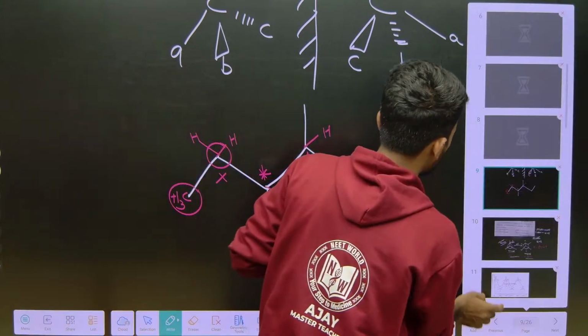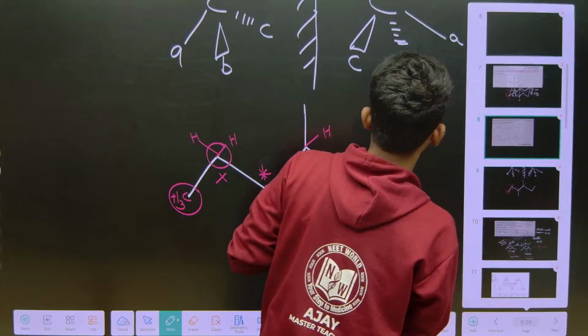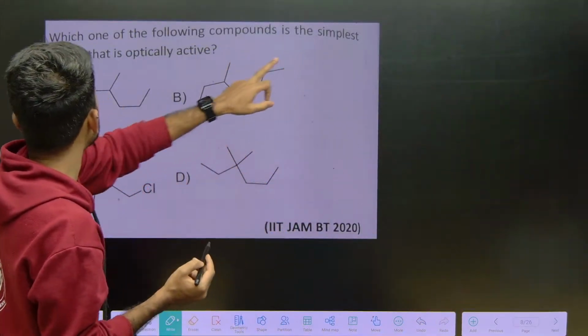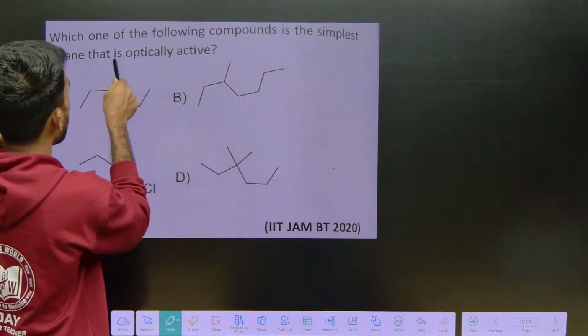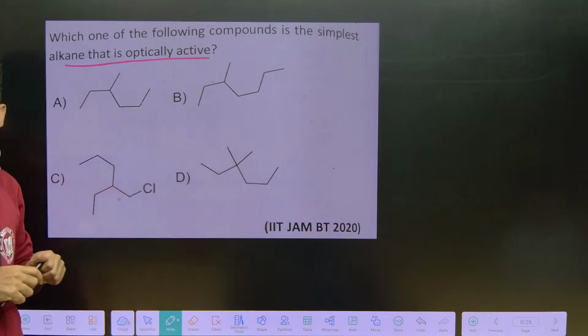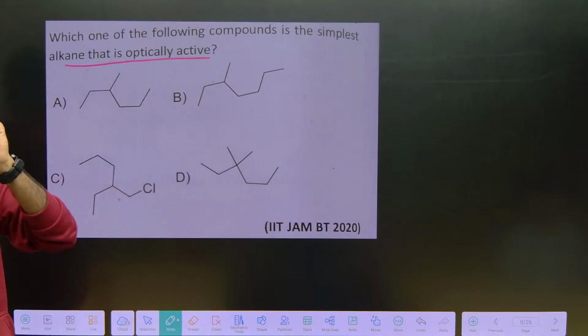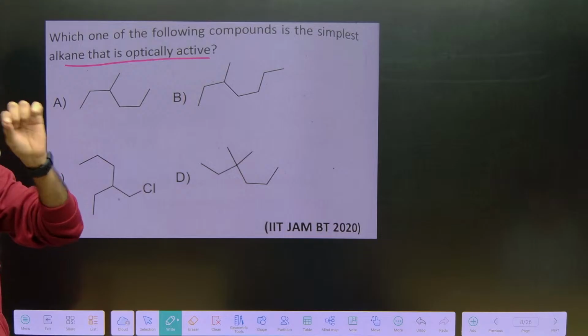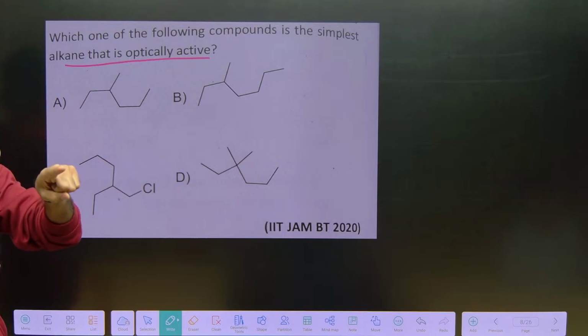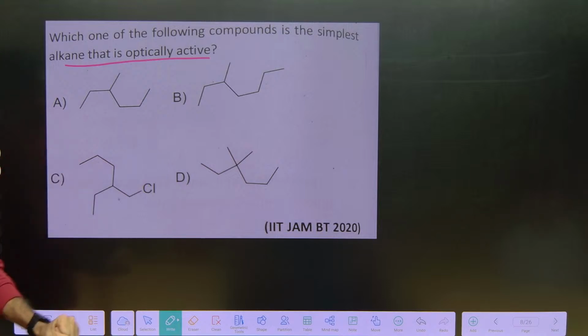Now look at this question which is asked. Which one of the following compounds is the simplest alkene that is optically active? What is the thing I told you? Consider chiral centers. After looking at the chiral center, if the molecule contains any plane of symmetry, then it is optically inactive.